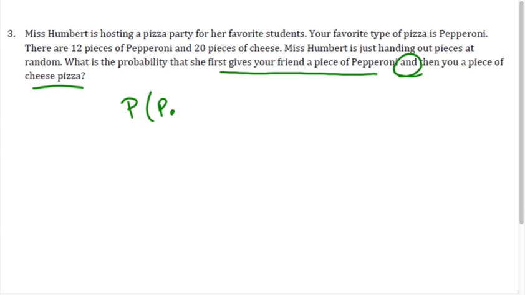Well, what's the probability that your friend gets pepperoni? How many slices are there total? There's 32. How many of them are pepperoni? 12.